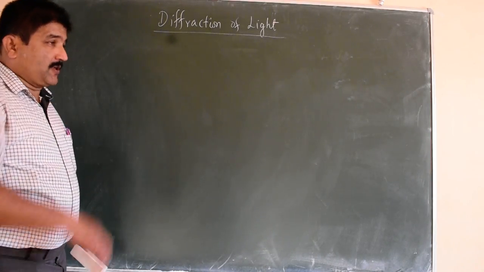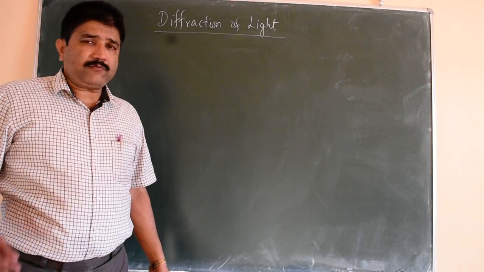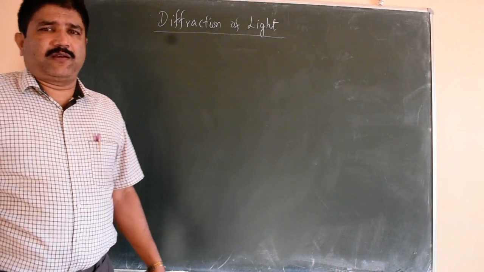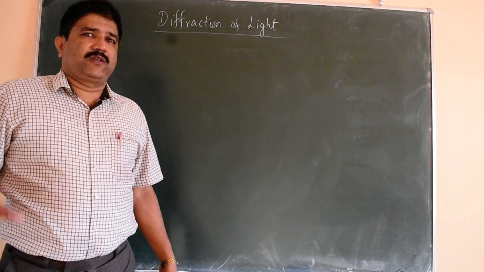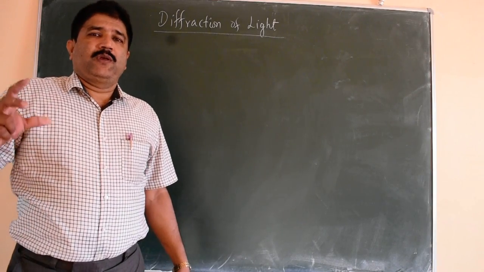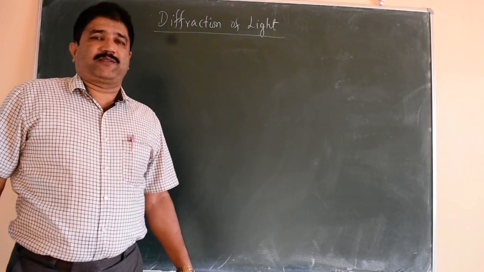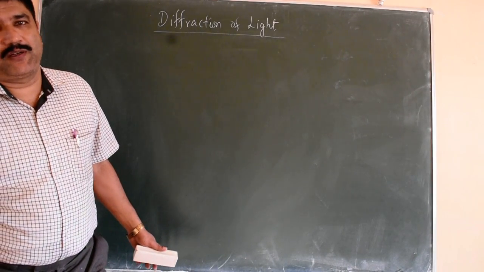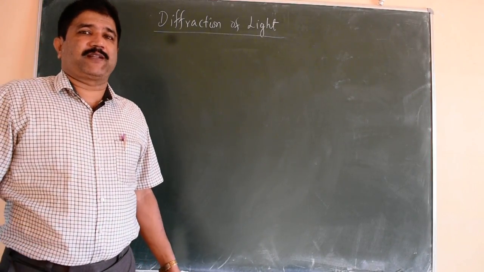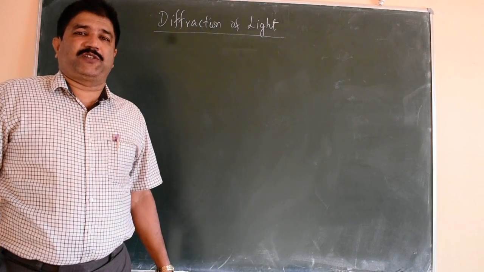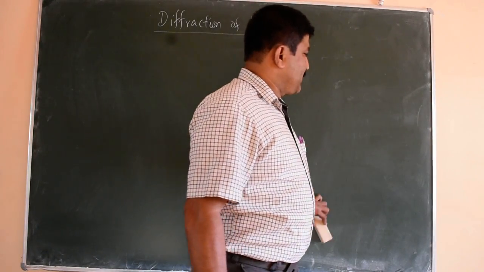And there are some examples of diffraction of light, like the CD, compact disc. Earlier we were using it, nowadays it is very rare. When you expose a CD to white light, sunlight, it shows different colors. That is because of the diffraction phenomenon. Next, the spider's web exhibits different colors. That is also because of the diffraction of light.